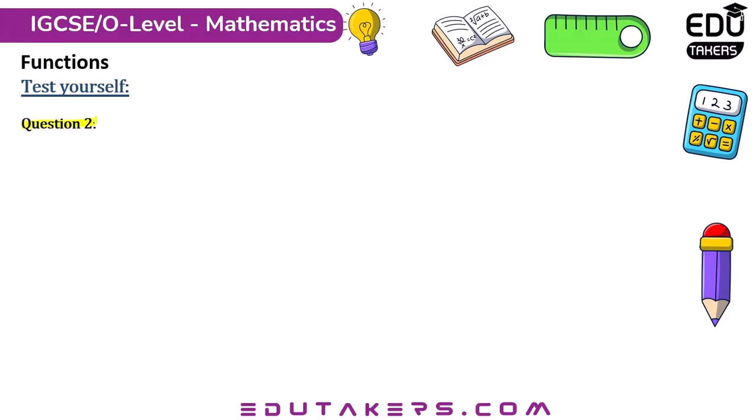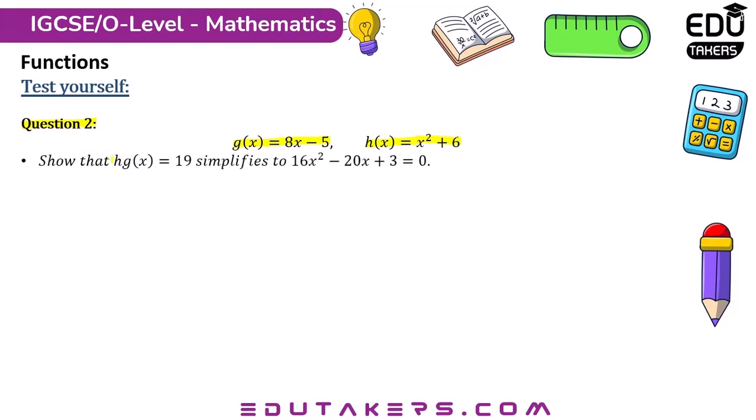Question number 2. g of x equals 8x minus 5, h of x equals x squared plus 6. Show that hg of x equals 19 simplifies to 16x squared minus 20x plus 3 is equal to 0. It's a 3-mark question.